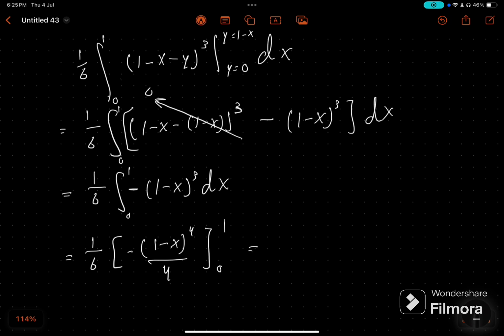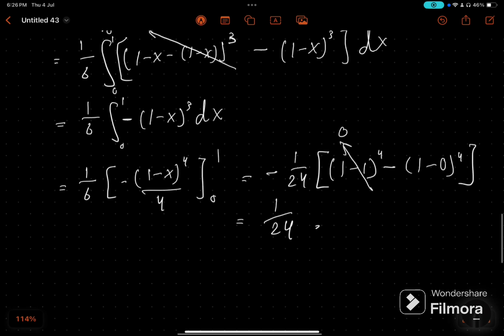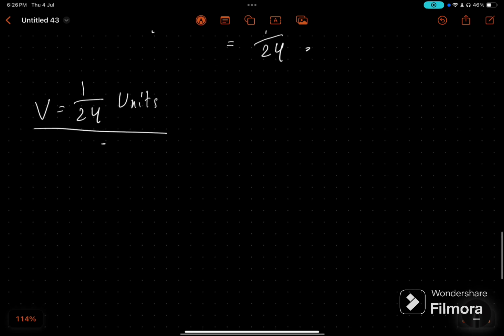And this gives us 6 times 4 is just 24, so minus 1 over 24 of 1 minus 1 minus x, 1 minus 0, all to the 4. This is 0, and it goes with the minus, so we get just basically 1 over 24, and that's our answer. The volume of our tetrahedron is 1 over 24 units, or just 1 over 24. And this is basically our first example.